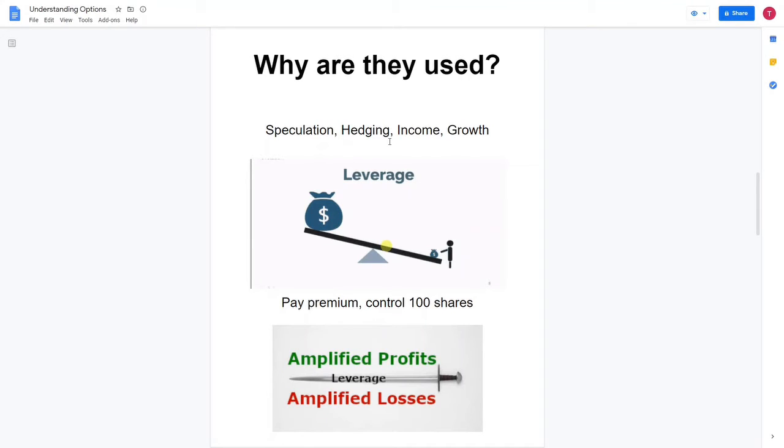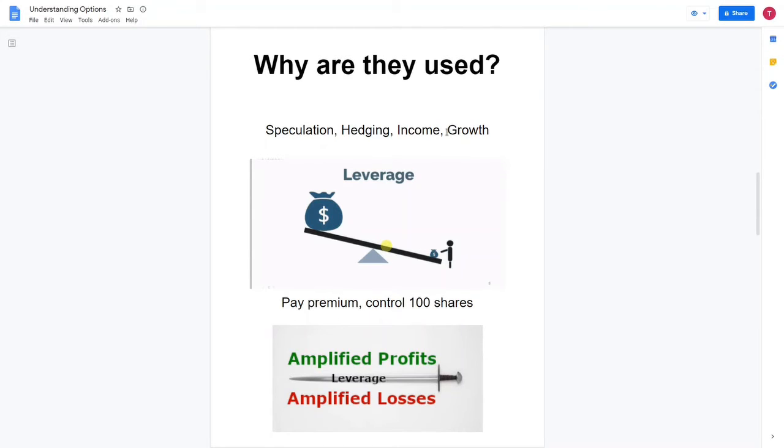Next is hedging. People with large positions who own a lot of stock can use options to hedge those positions and minimize the risk. For example, if somebody has a lot of shares of a certain stock, they can buy put options, and that way they're protected if the price of the stock falls. The next is income. And income is usually the people who provide those options to those hedging. Thus, they try to profit by selling options. Lastly, we have growth.